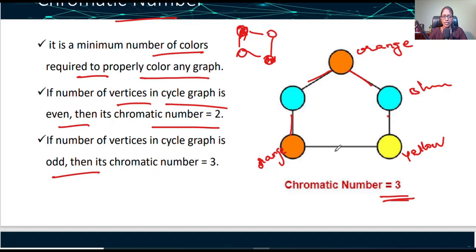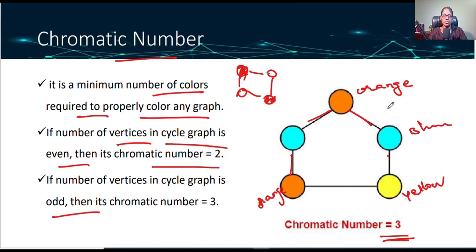This is a cycle, right? In a cycle graph, if the number of vertices is even, then the chromatic number is 2. If the number of vertices is odd, then its chromatic number is 3. That is the chromatic number, the minimum number of colors required to properly color any graph.